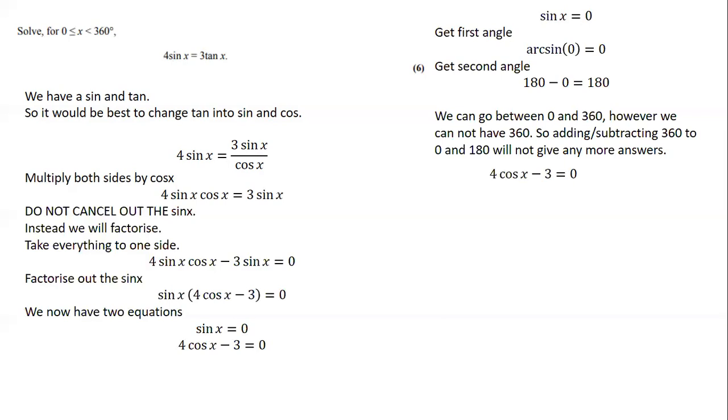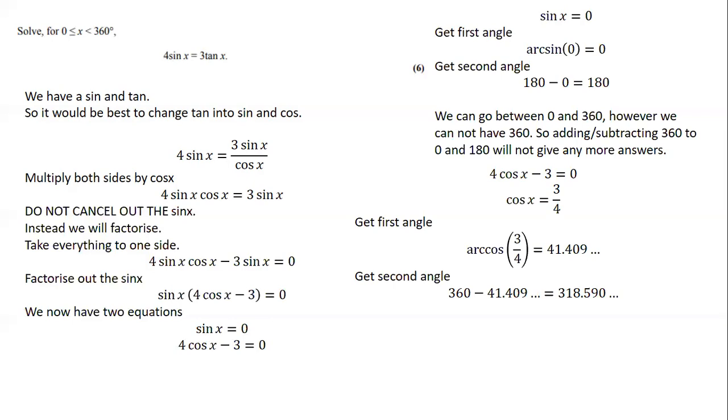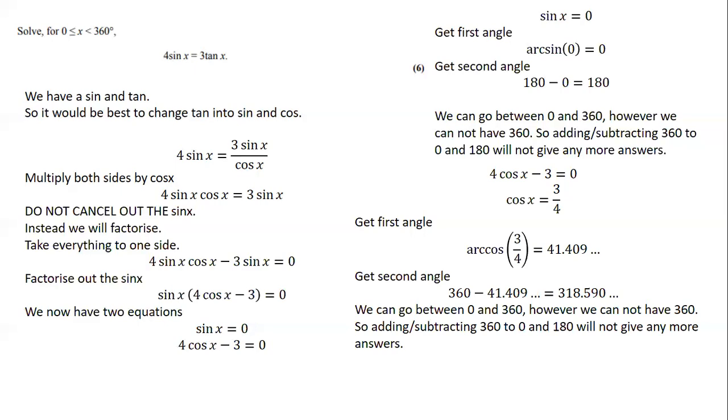Solve the next equation. So get cos by itself. So take the 3 and the 4. And then solve that. So first angle, 41.409, etc. Now, when I'm working out these angles, I'm using the answer button to get the next angle. I'm not rounding. I don't want any rounding errors until the very end. So second angle, so for cos, it's 360 minus. And then that's it. I can't add or take away 360 to those. So my final answers are 0, 180 from the first equation, 41.4 and 318.6.